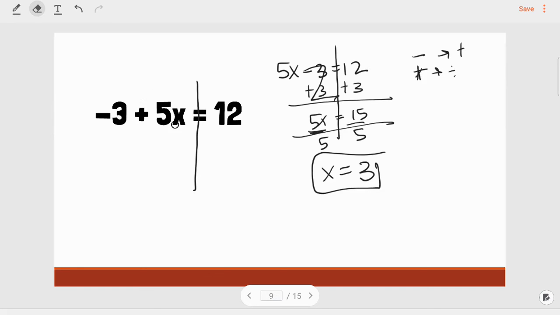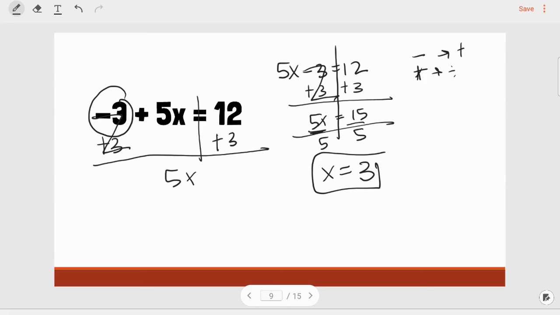Now, do I have to rewrite it like I did on the last problem? Nope. If I can identify that this is a negative, and in order to zero it out, I need to add, I can just go straight from there. So add, that zeroes out, and I get 5x equals 15, and I'm back to this point right here. And I'll get my final answer of x equals 3.